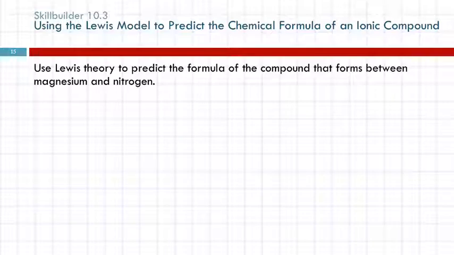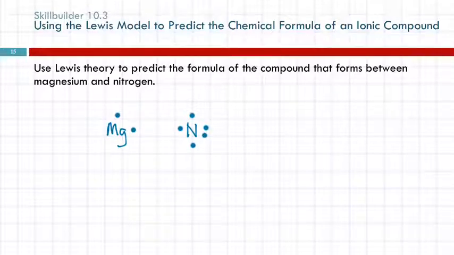Let's look at magnesium and nitrogen. So magnesium has 2 valence electrons. How many does nitrogen have? 5. Wake up. Now, if you have struggled with putting ions of different charges together, this might help you to understand what's going on. So nitrogen has 5 valence electrons, magnesium has 2.